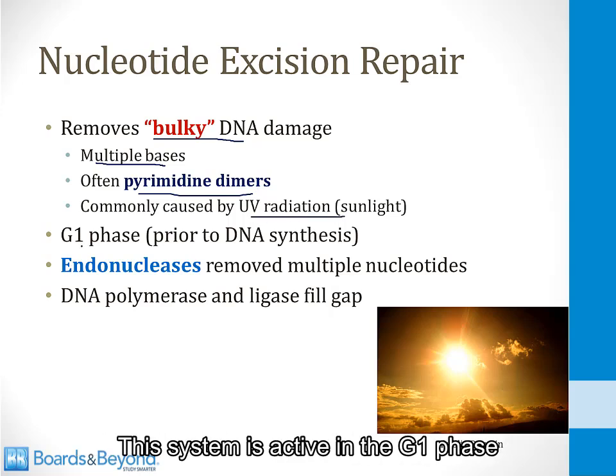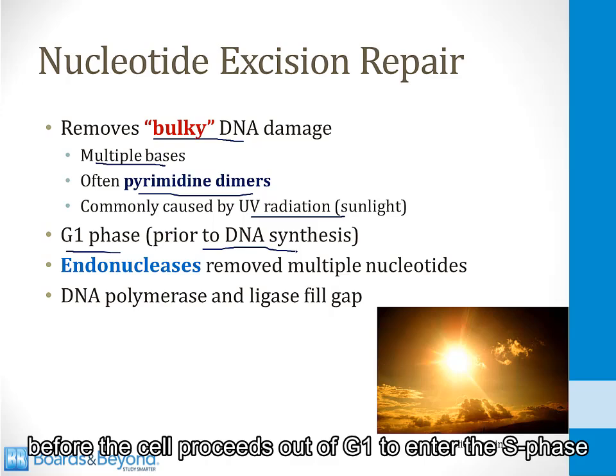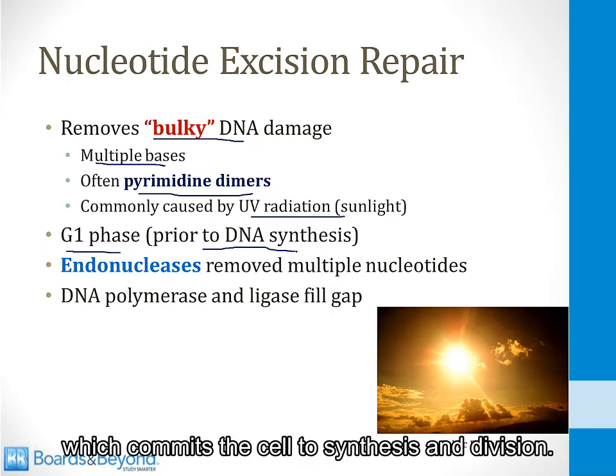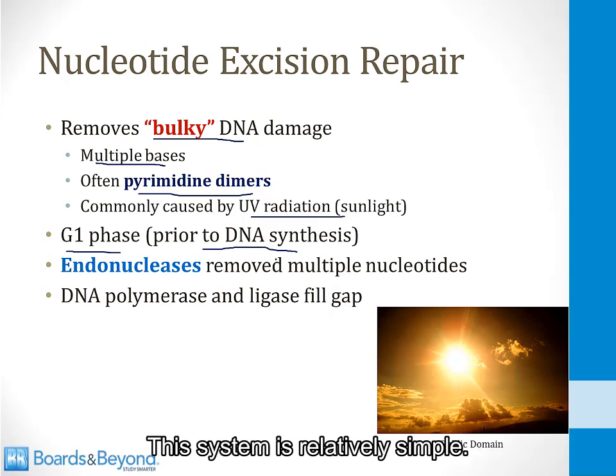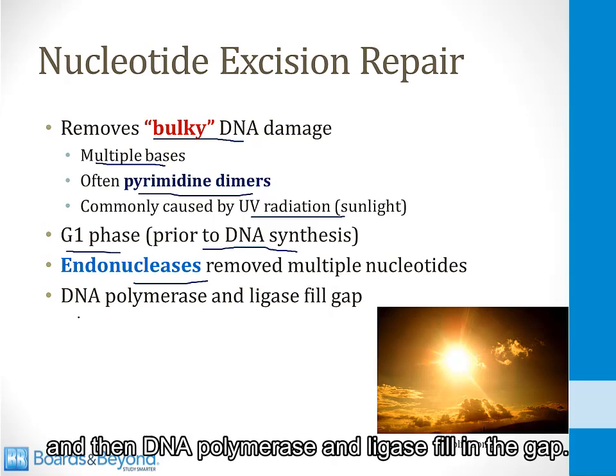This system is active in the G1 phase prior to DNA synthesis. Basically, this system makes sure that the DNA bases are normal before the cell proceeds out of G1 to enter the S phase, which commits the cell to synthesis and division. This system is relatively simple. There are endonucleases that remove multiple damaged nucleotides, and then DNA polymerase and ligase fill in the gap.